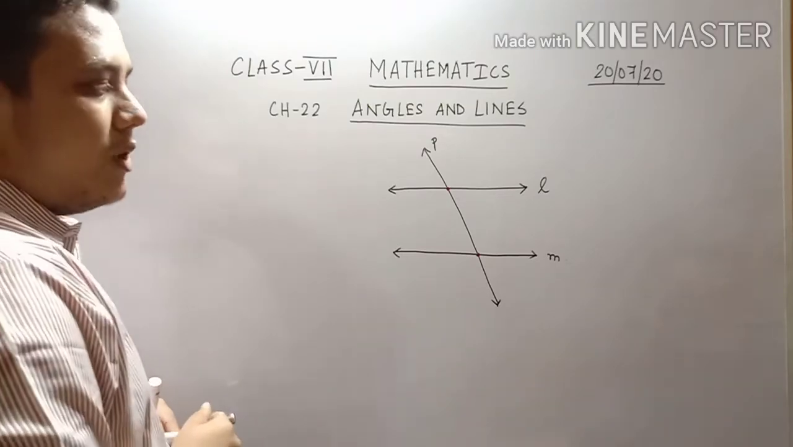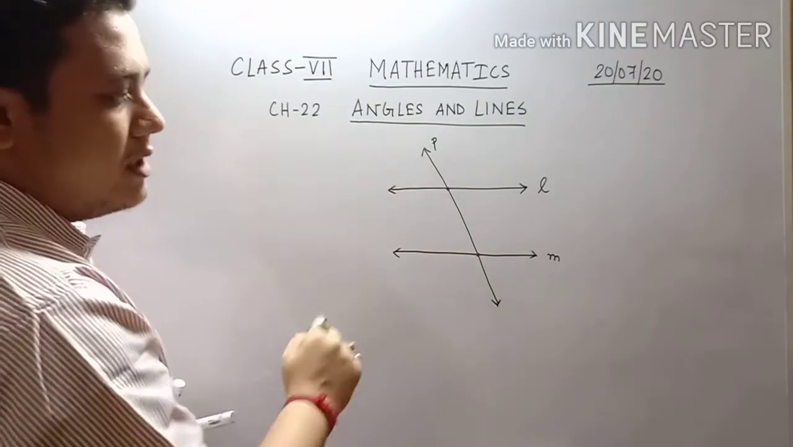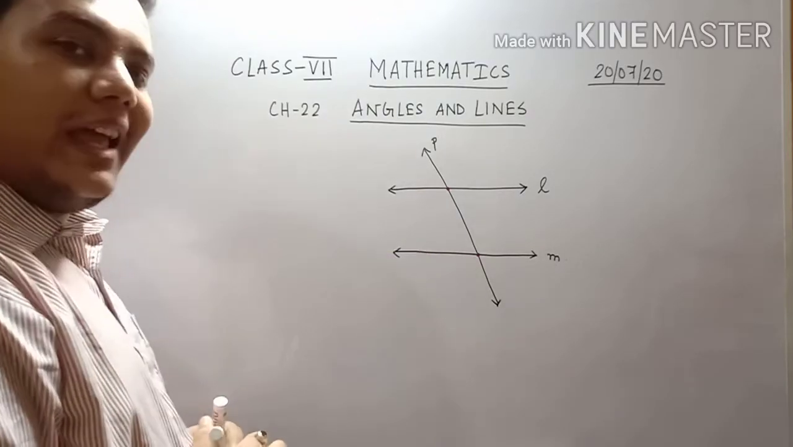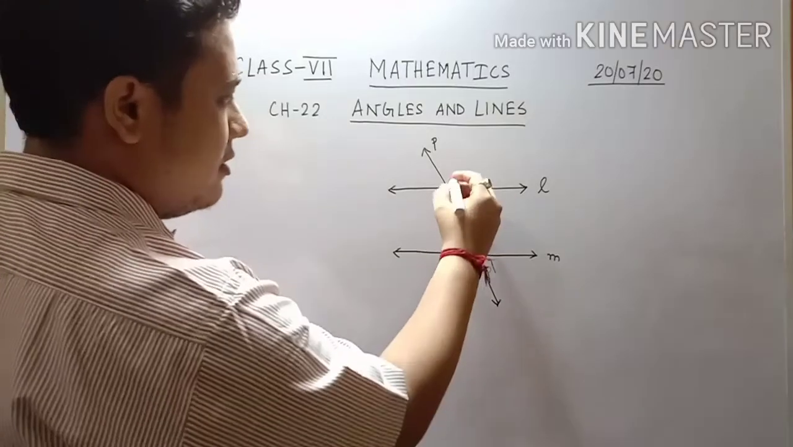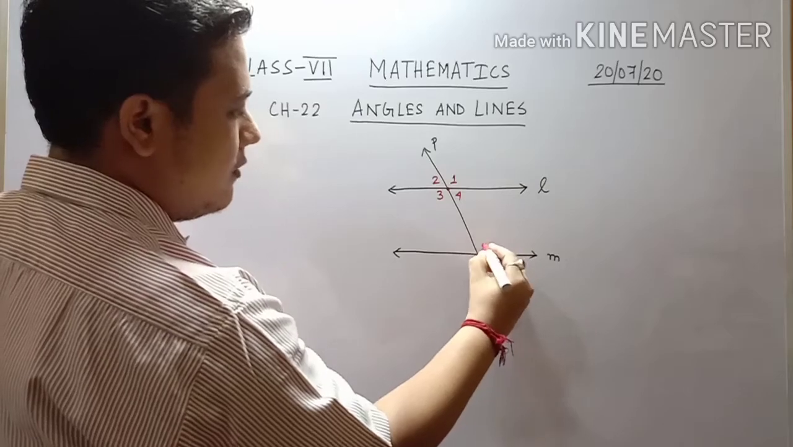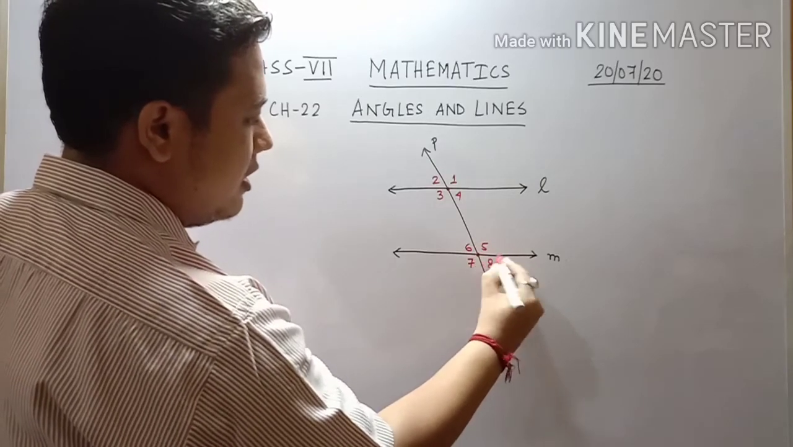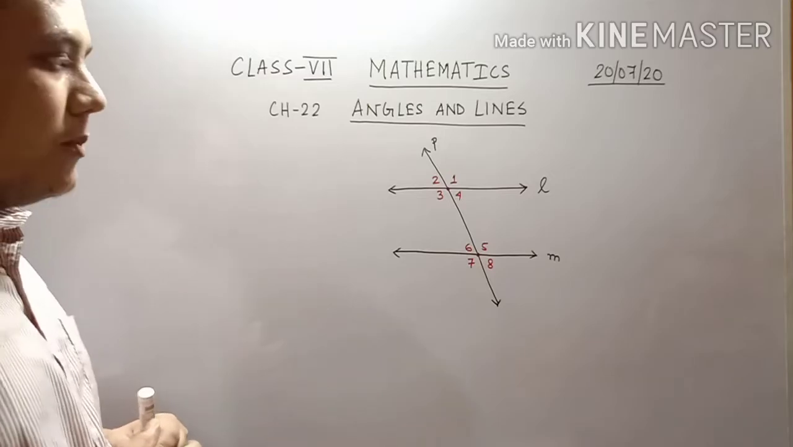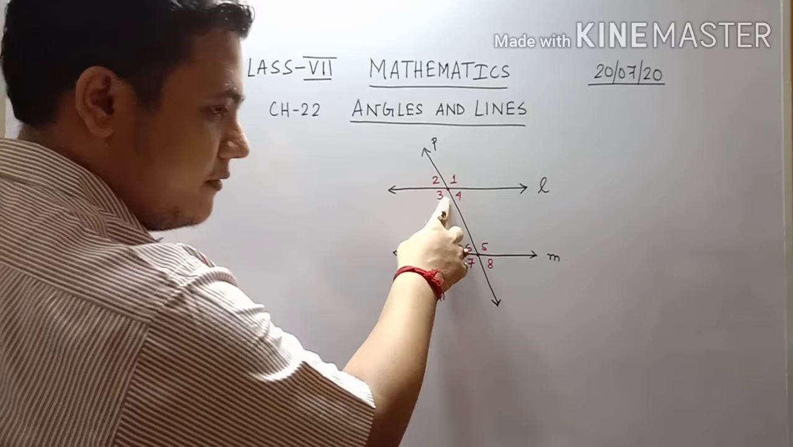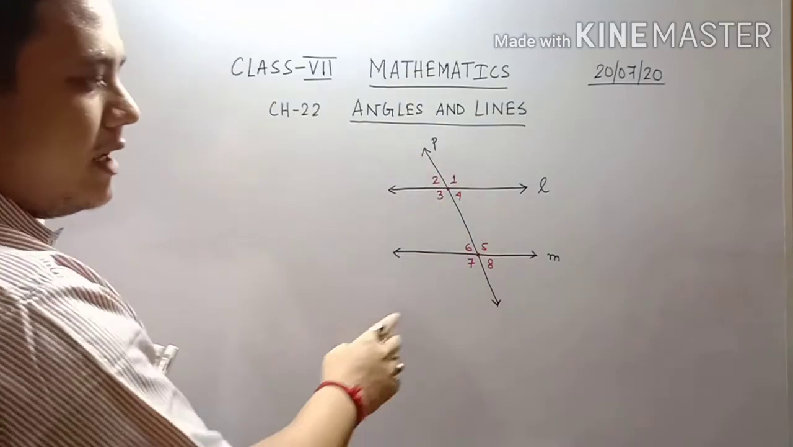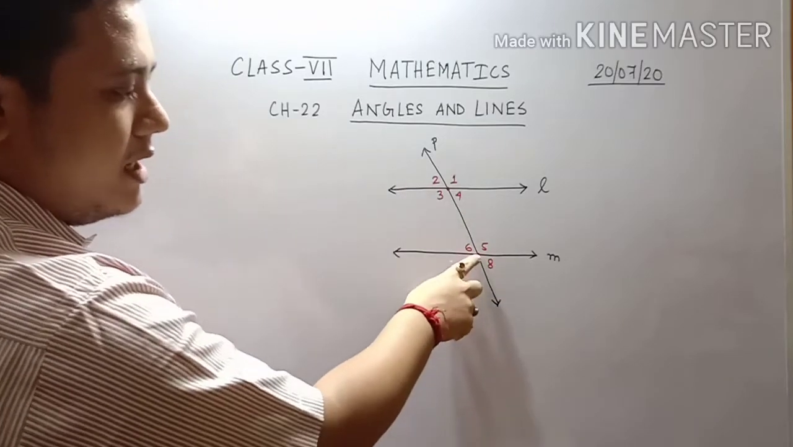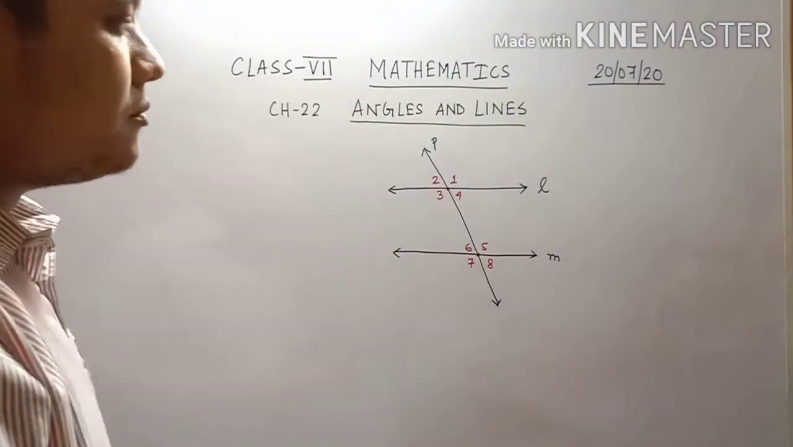So students, I hope you can see that when this transversal has intersected these two parallel lines, it has formed a total of 8 angles. Let us name them 1, 2, 3, 4, 5, 6, 7, 8. 4 angles are formed at the first point of intersection with the first line, and 4 angles are formed with the second line when this transversal has intersected at this point.